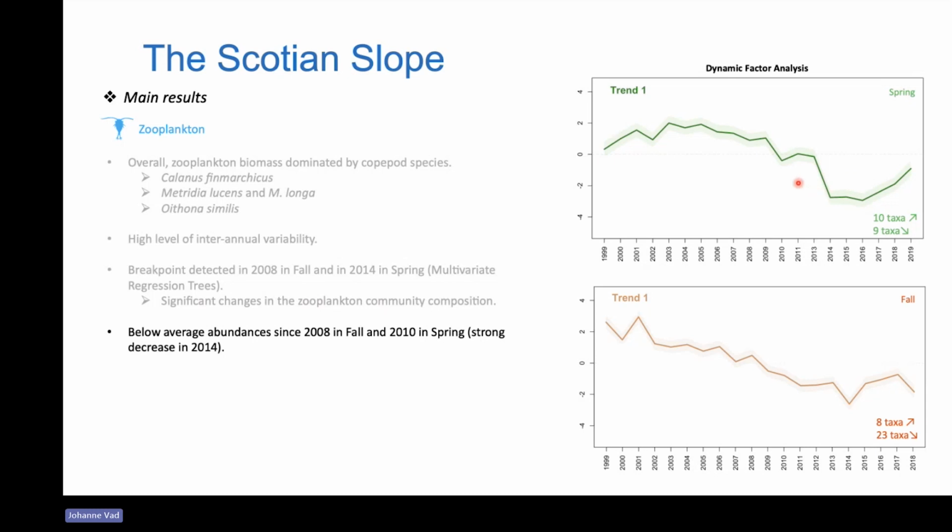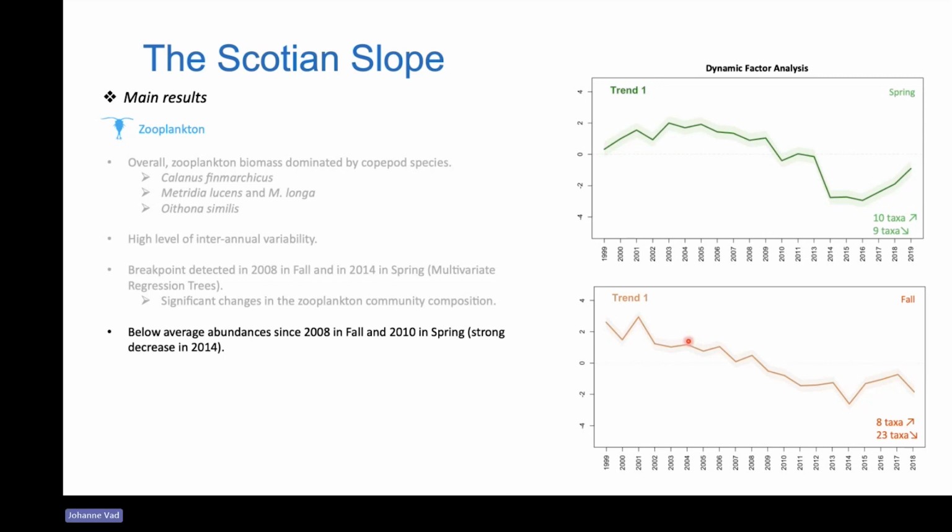This happens in 2010 for spring, but with this really strong decrease in 2014, our breakpoint. And it happened in 2008 for fall, again, our significant breakpoint that we had already identified. Each taxa modeled through this dynamic factor analysis can either follow this exact trend or the opposite of the trend. And so we found that we could model 10 taxa increasing over time in spring and 9 decreasing. And we could model 8 taxa increasing over time in fall and 23 decreasing over time following this exact trend.